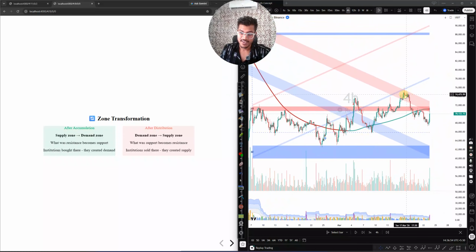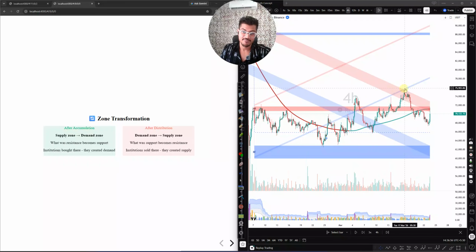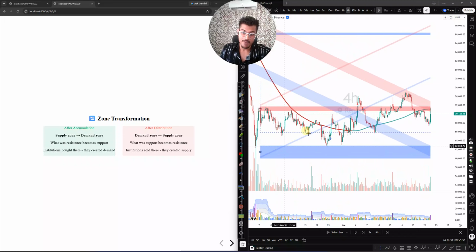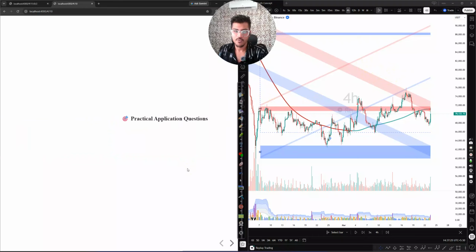So see, here this was resistance. This demand zone is becoming a supply zone. Here you see, after distribution, the demand zone becomes supply zone, and what was support becomes resistance. Institutions sold there, so they created the supply. Market comes down, and this line was coming down from there already. Okay, so let's move on.